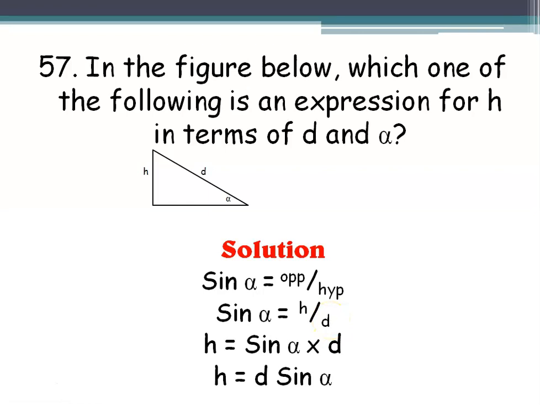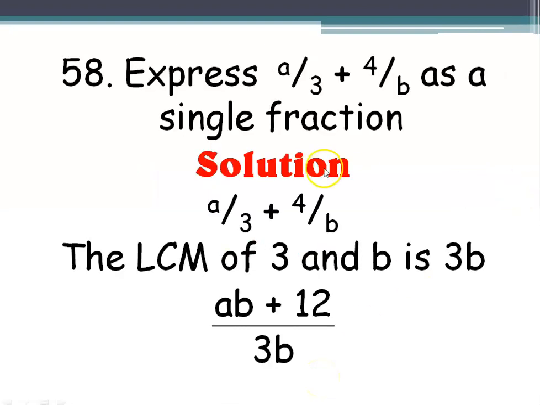Remember the question says we should make h the subject of formula. So I'm going to cross multiply this. By the time I cross multiply this, I have h times 1, which is h, and then I have sine alpha times d. So h is equal to sine alpha times d, which I can also write as d sine alpha. So h is d sine alpha. Is that taken? Correct.